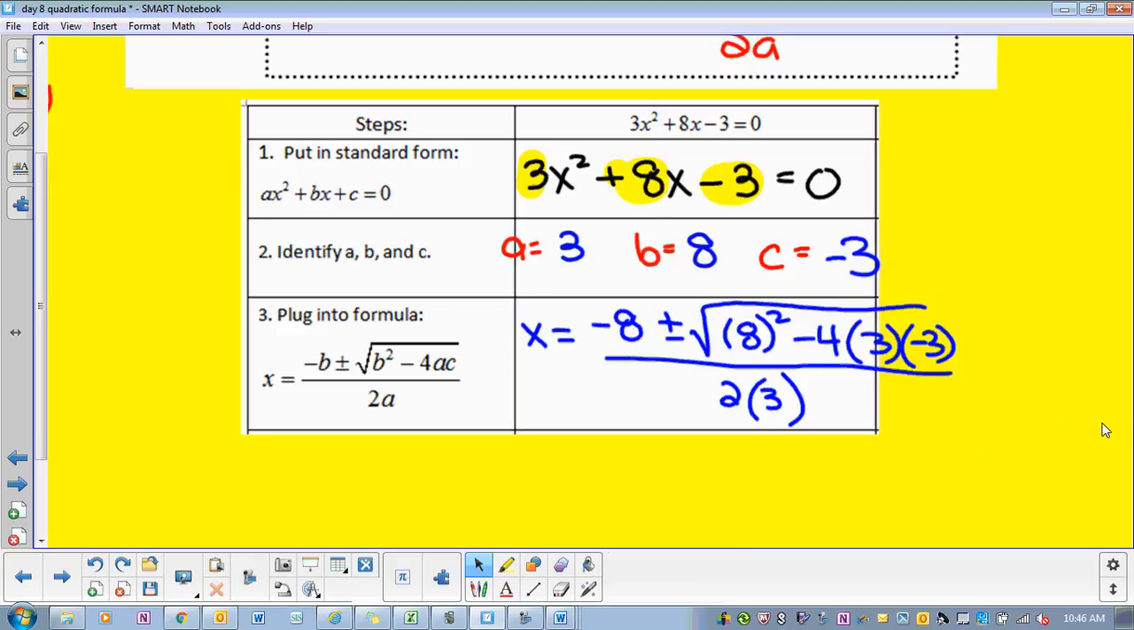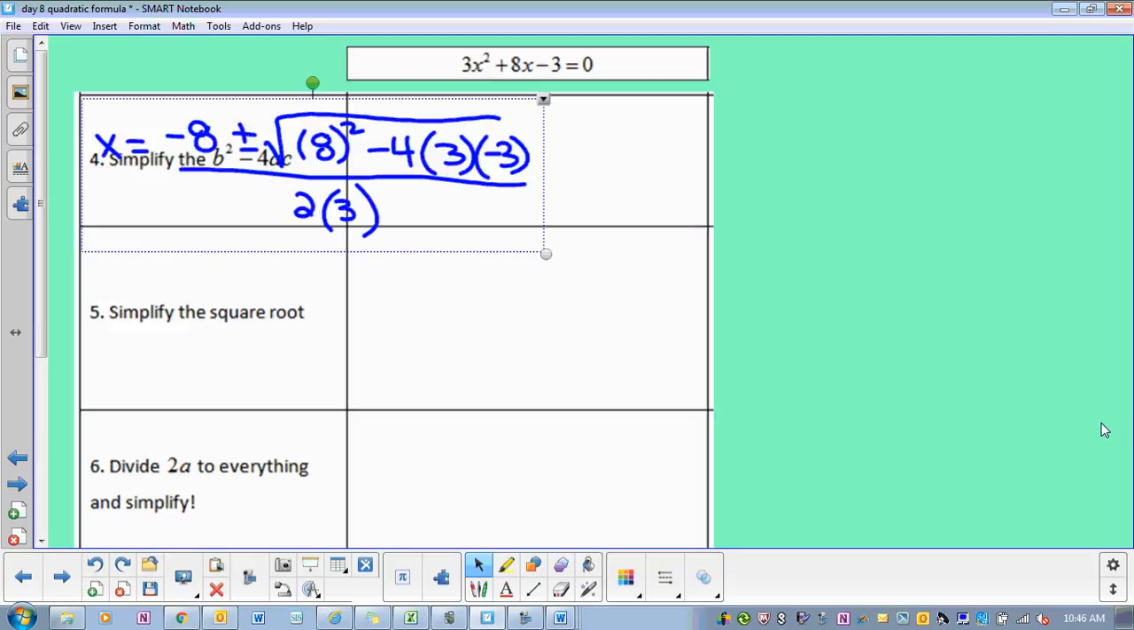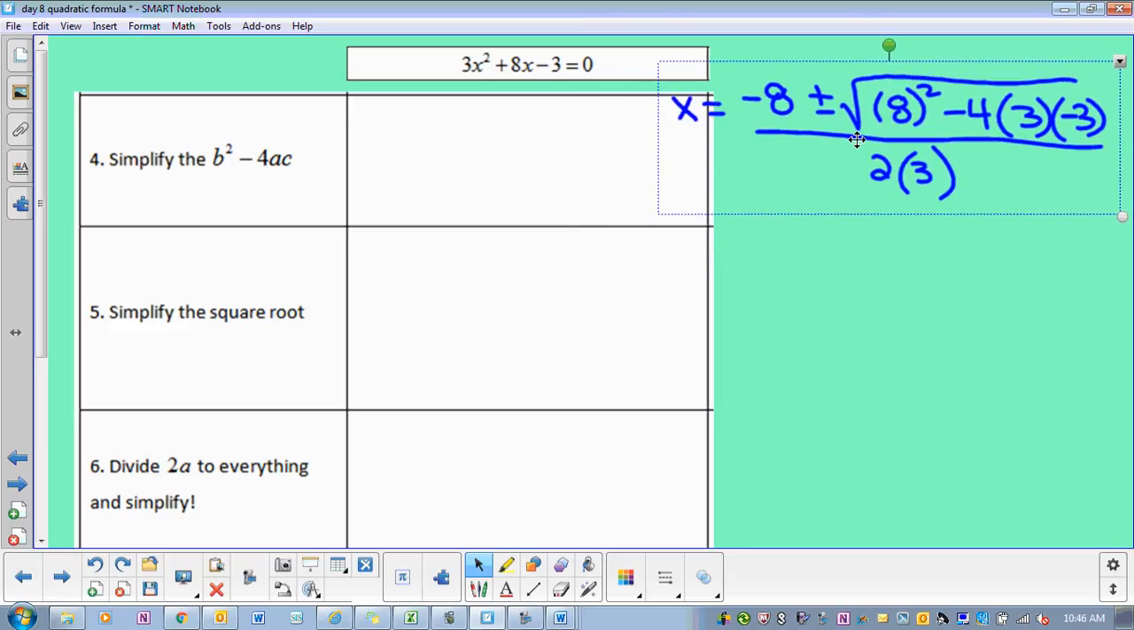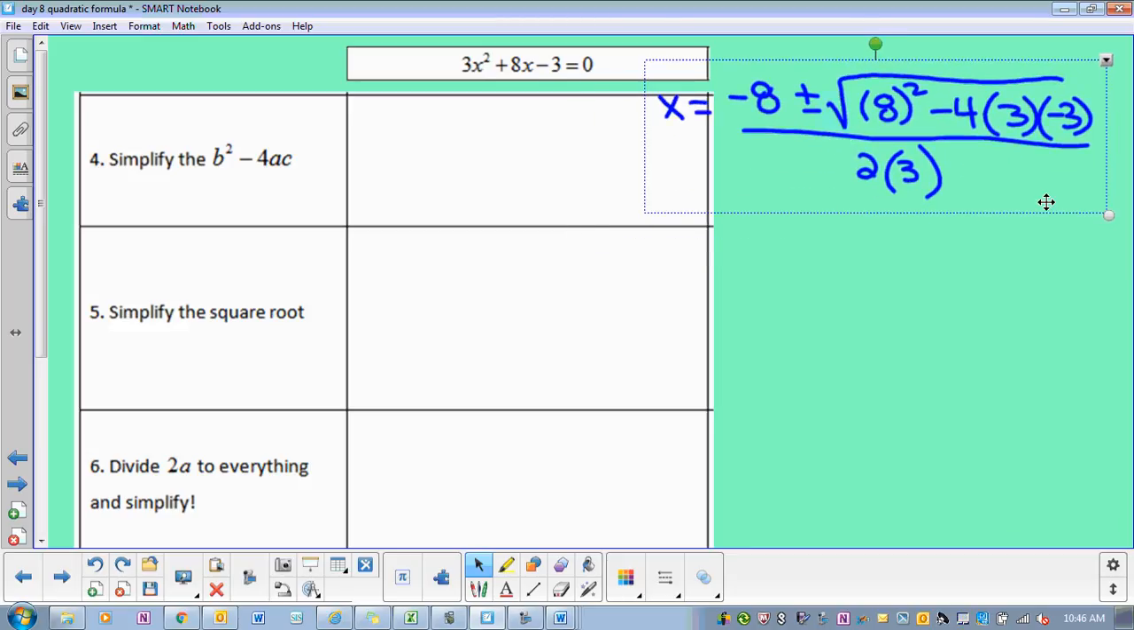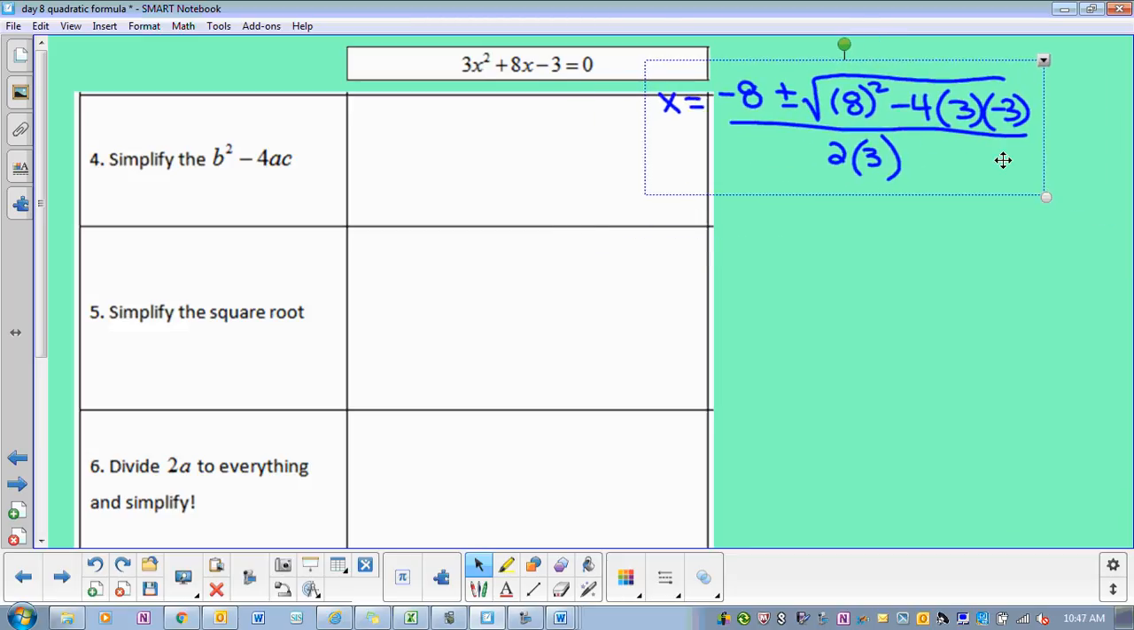All right. So here's what you have from the line before. I'm actually going to shrink it down just a little bit.